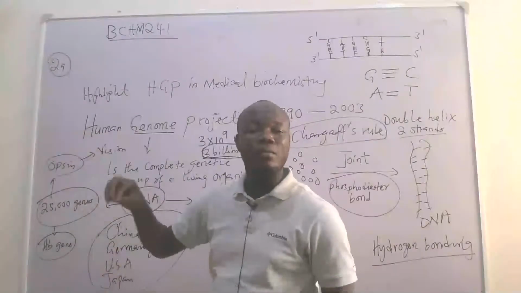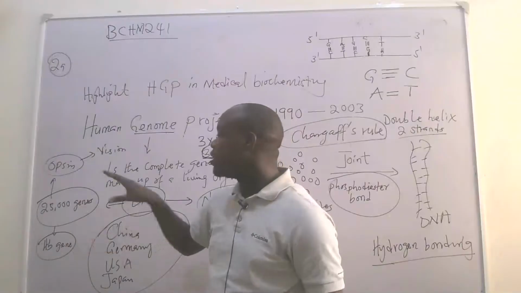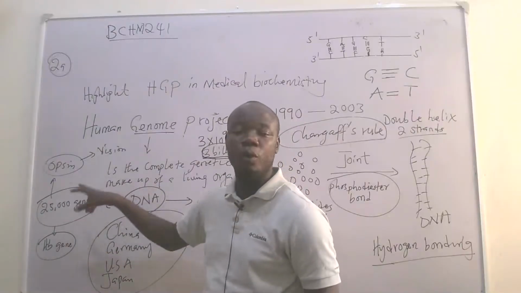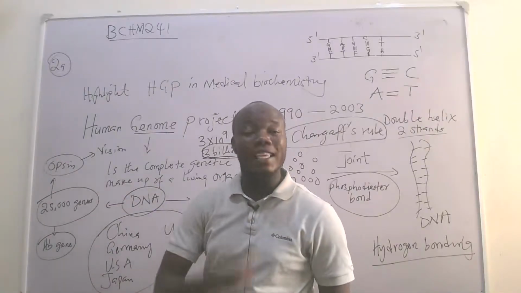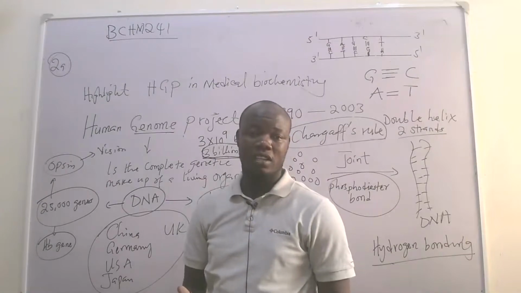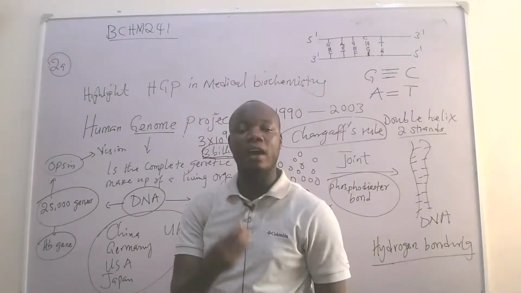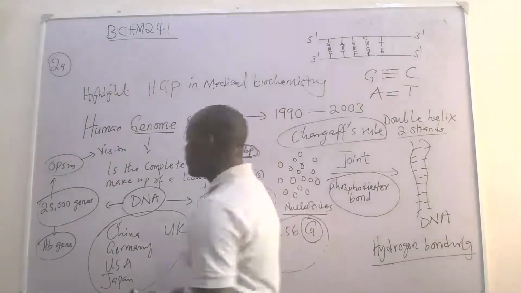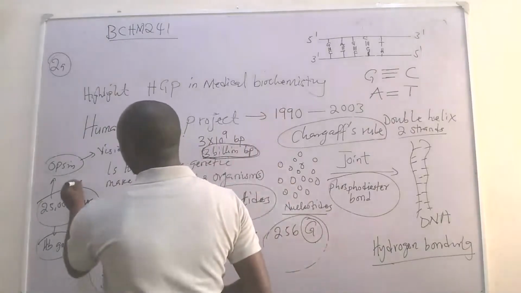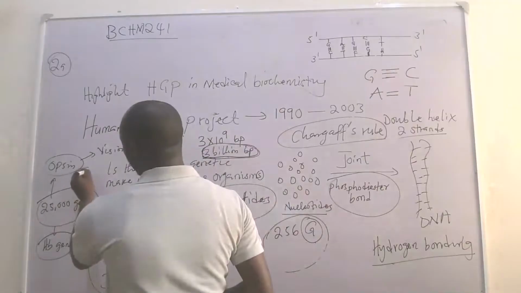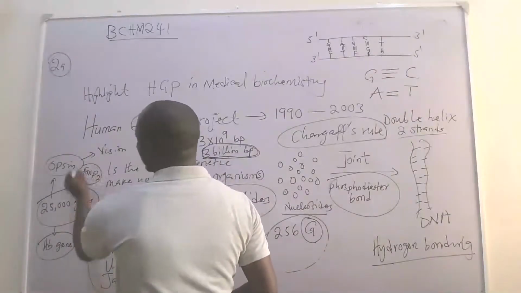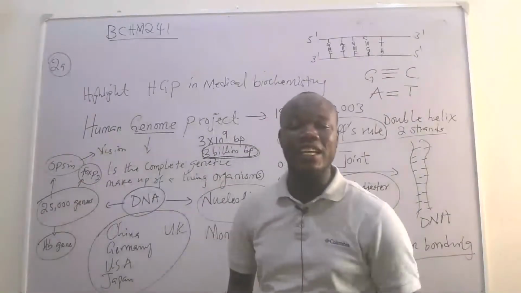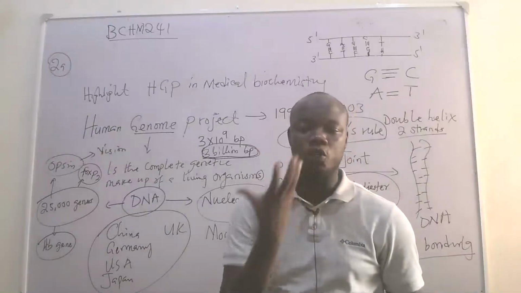Some children are born with a defect or a problem in opsin protein. That is why they cannot see. That is why they have a vision problem. We also have the FOXP2 gene. FOXP2 is a gene found in humans that allows us to talk.